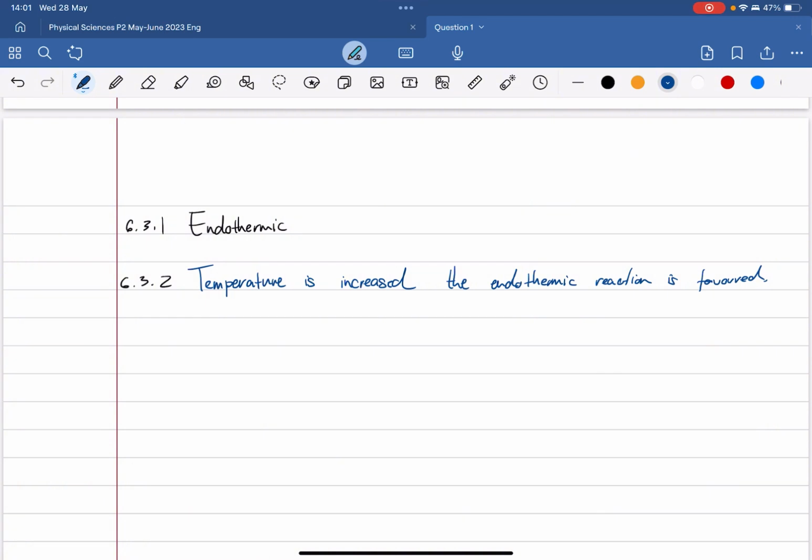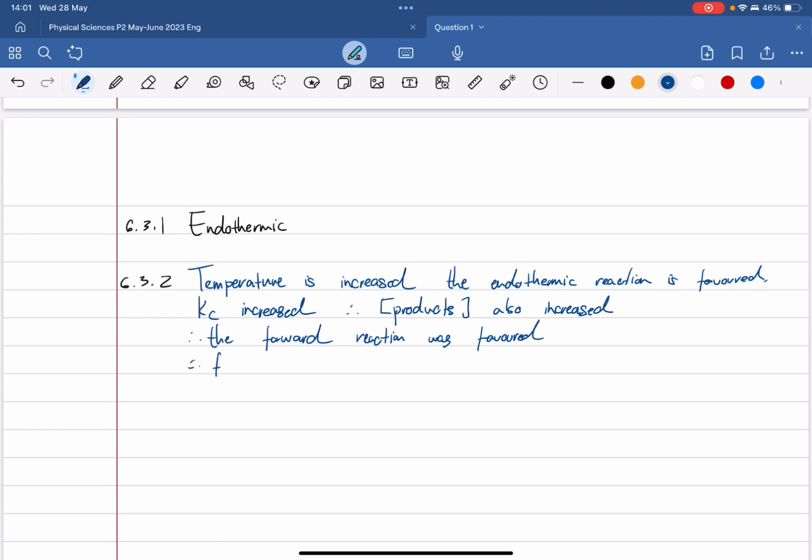And then we say Kc increased, therefore the concentration of the products also increased, meaning the forward reaction was favored, therefore making the forward reaction endothermic.